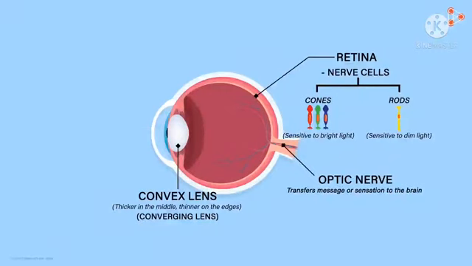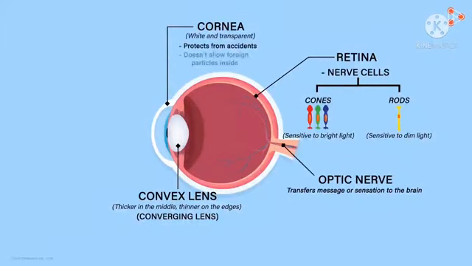Okay, let's quickly recap what we learned about the human eye. Human eye has a roughly spherical shape. The outer part of an eye, called the cornea, is a thick white transparent wall which protects the eye from accidents and keeps the foreign particles from entering inside.